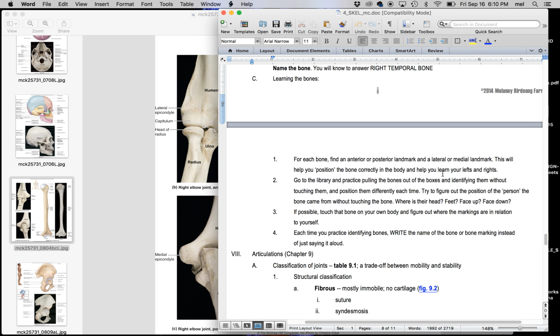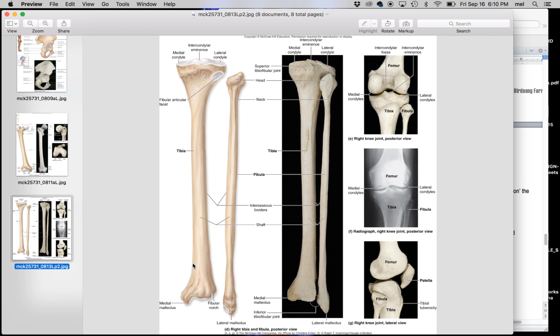So where their head, where their feet, face up, face down. And then the other thing is, although as silly as it seems, touch that bone or that feature on your own body when you can. So if I am, for instance, looking for the lateral malleolus, what I can do is run my hand down the lateral surface of my leg all the way down to my lateral ankle bone and touch that, and then tell myself at the same time that I'm touching it that this is the fibula. This is the lateral malleolus of the fibula. And then on the other side, touch it again, it's the medial malleolus of the tibia.